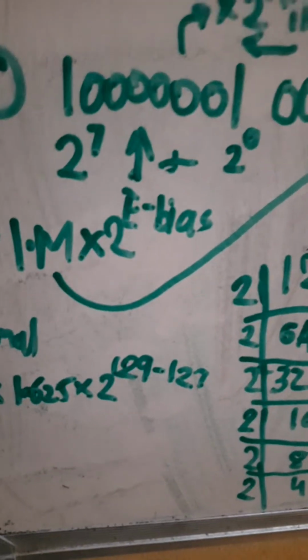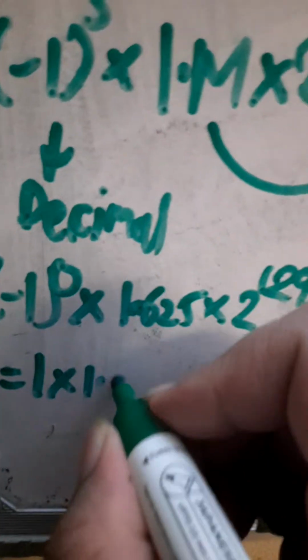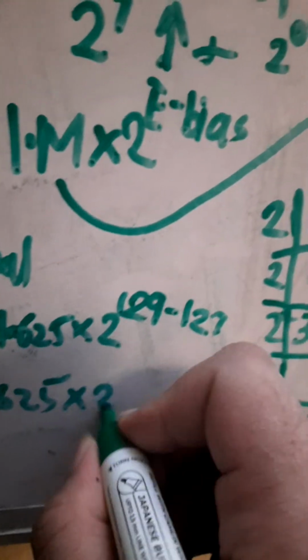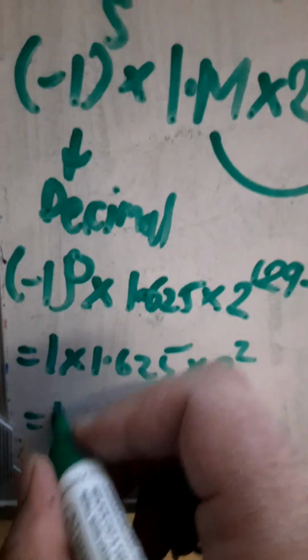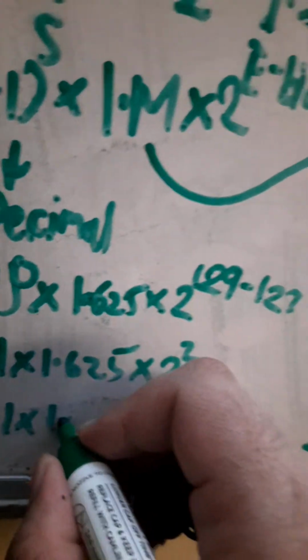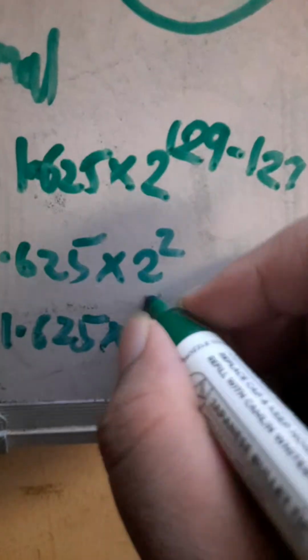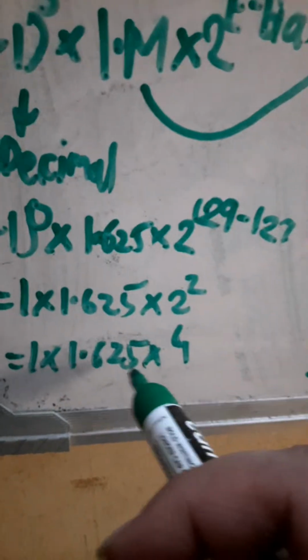So in single precision, what we get is minus 1 raised to 0, and anything raised to 0 is 1, into 1.625. Now multiplied by 2 raised to 2, because 129 minus 127 is 2, which is 4. So it is 1.625, and 2 raised to 2 is 4. And we can see how it's coming. So 4 5s are 20.